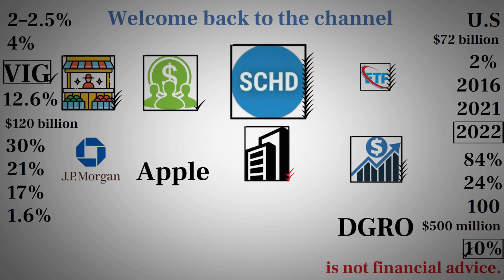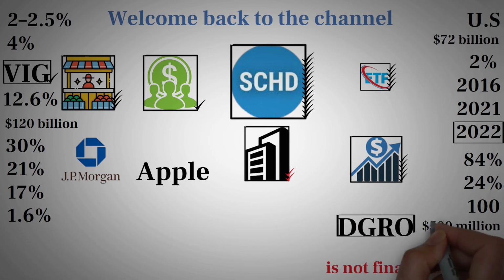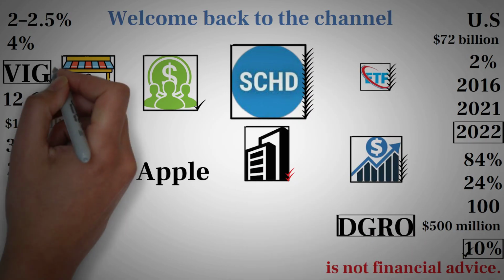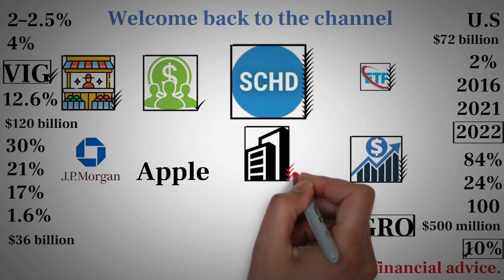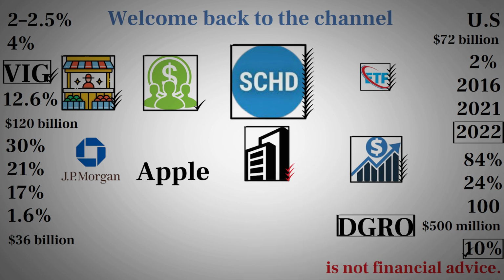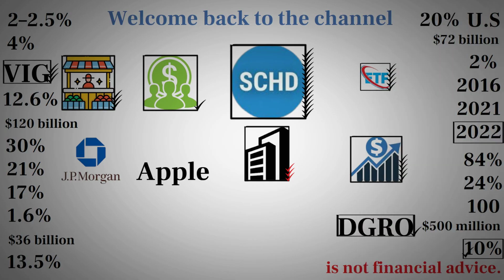Next up is DGRO, the iShares Core Dividend Growth ETF. DGRO is smaller than both SCHD and VIG, managing around $36 billion in assets. Its focus is on consistent dividend-paying companies that combine stability with growth potential. DGRO has performed very well over the past year, climbing 13.5%. It's a balanced option, blending characteristics from both SCHD and VIG. Sector exposure is slightly heavier in financials, just over 20%, followed by technology and healthcare.